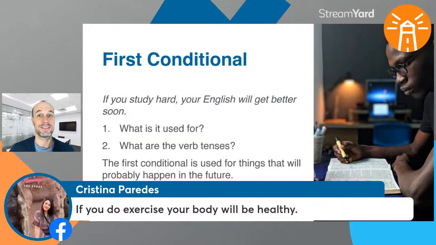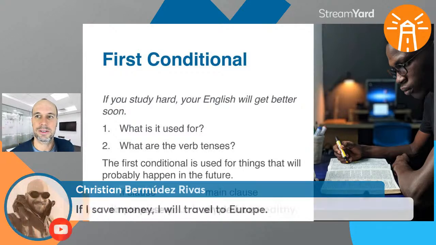Christina: "If you exercise, your body will be healthy." Perfect. You're missing one little thing, and I forgot to mention this. You need a comma. Look at the sentence that I gave. If you study hard, when your sentence starts with if, you need a comma after the if clause. If you start it the other way around, like "Your English will get better soon if you study hard," you don't need a comma. So good to point out that punctuation: if the if clause comes first, you need a comma. Okay, great job though. Your sentence is great besides the comma, Christina.